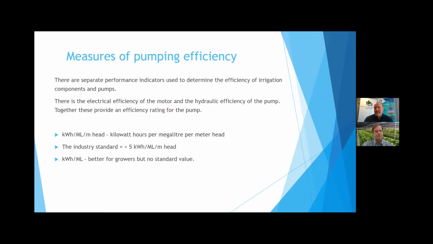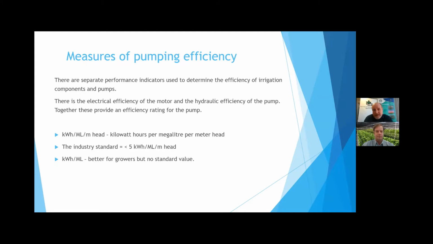An alternative measure to that benchmark is the kilowatt hours per megalitre. This is easier to calculate and can be used to work out the cost of pumping per megalitre, which in some cases is more relevant to everyday use, because you can work out how much it's costing you to irrigate your crop.